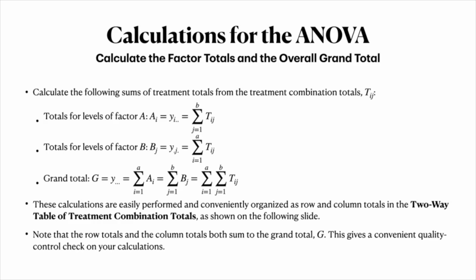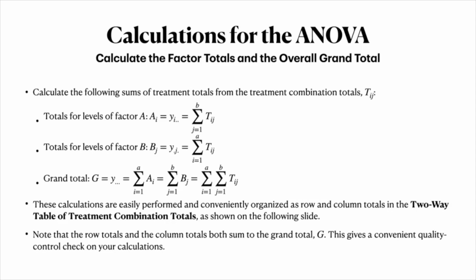Now, once I have those quantities, we're going to use them to calculate the factor totals and the overall grand total, and also the sums of the uncorrected sum of squares. So let's start by looking at calculating the factor totals and the overall grand total. The totals for levels of factor A are denoted by A sub i, i going from 1 to little a. And so A sub i is the total for level i of factor A. And this is obtained by summing up the T sub ij's, j going from 1 to b.